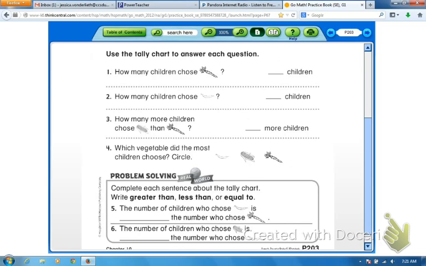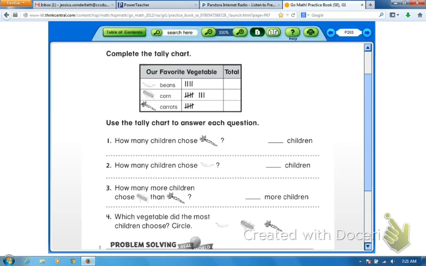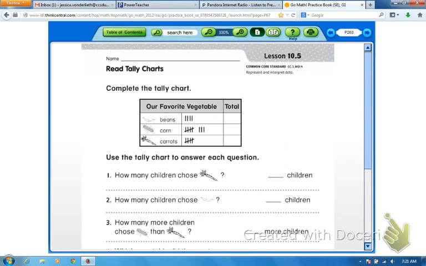And then same thing for number 6. The number of children who chose corn is blank the number of children who chose beans. We would say that is greater than, because 8 is greater than 4.